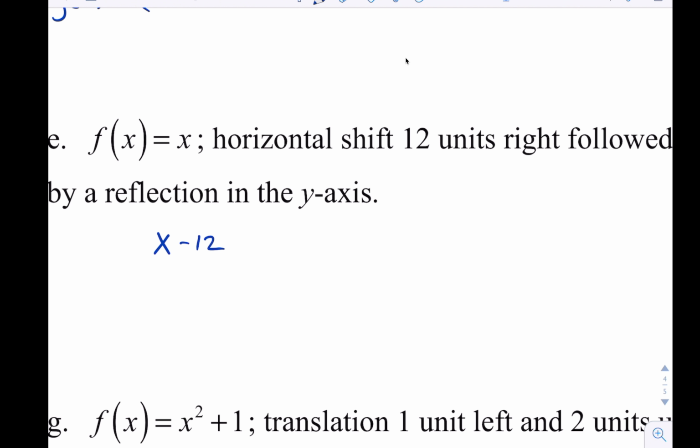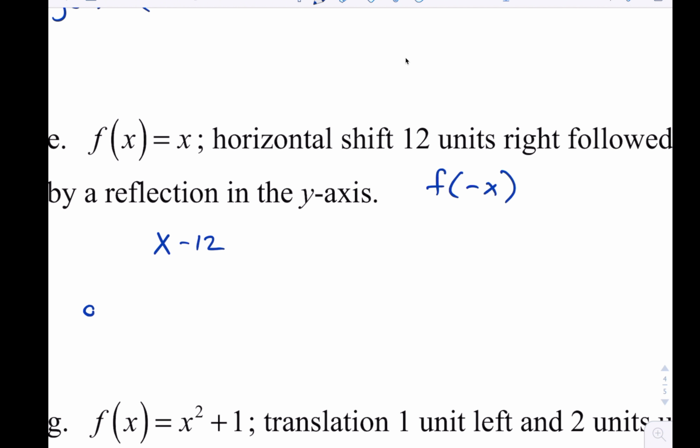Now the second part says a reflection over the y-axis. If you remember, when you're doing a y-axis reflection, the negative is on the inside. So it's not being applied like the last one where the negative got multiplied to everything. Here we're just going to be multiplying the -1 to the x term.